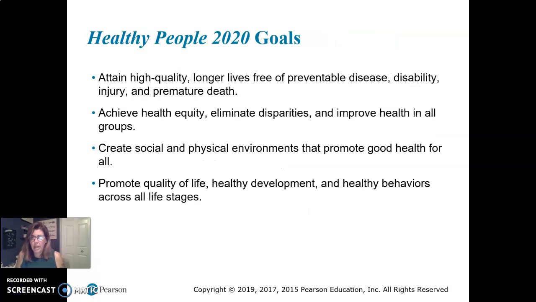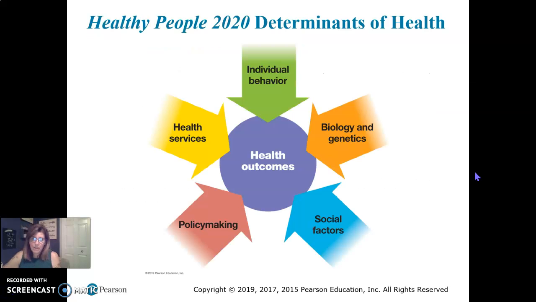Just another quick look at Healthy People 2020 goals and what that group stands to attain. Higher quality, longer lives, free of preventable disease, disability, injury, and premature death. Health equity, creating social and physical environments that promote good health for all, and promoting quality of life, healthy development, and healthy behaviors across all life stages. Healthy People 2020, determinants of health, policymaking, social factors, biology and genetics, all of these lead to health outcomes.